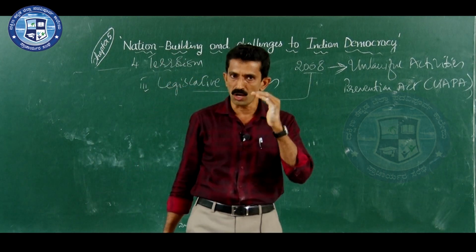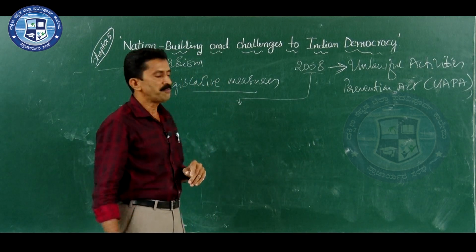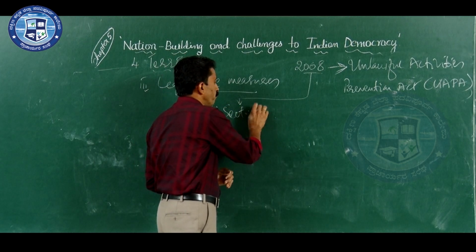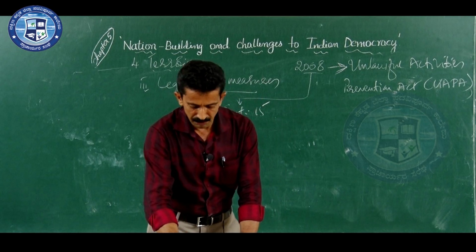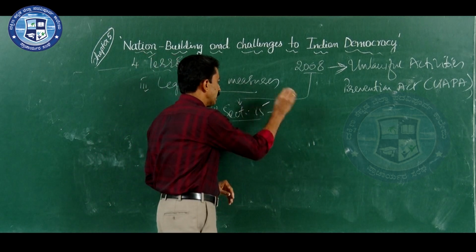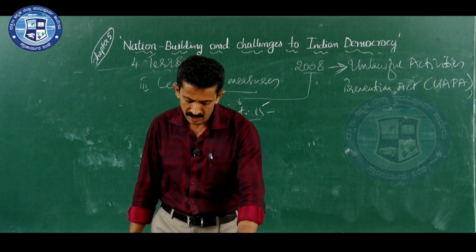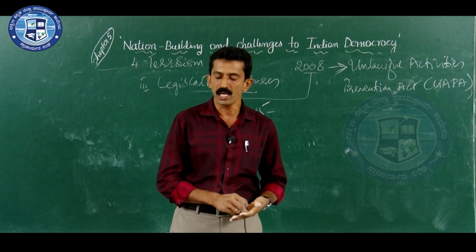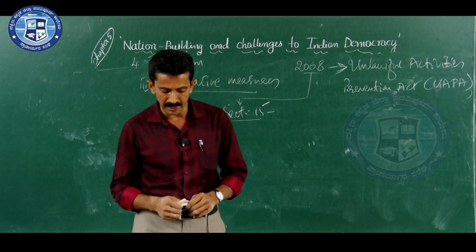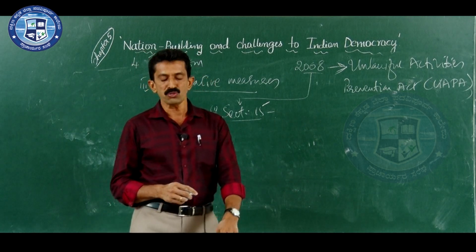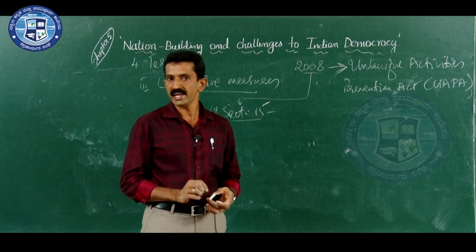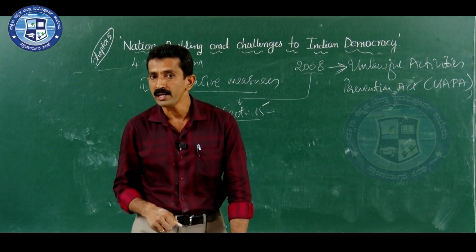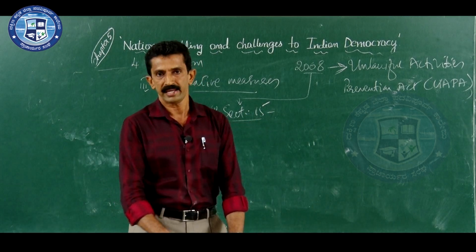You have to discuss the clauses or provisions of the UAPA Act. The first important provision of the UAPA Act is under section 15. Under section 15 of the UAPA Act, it clearly defines the concept of a terrorist act as any act which threatens the unity, integrity and sovereignty of India, or with intent to strike terror in the people or any section of the people in India or in any foreign country.